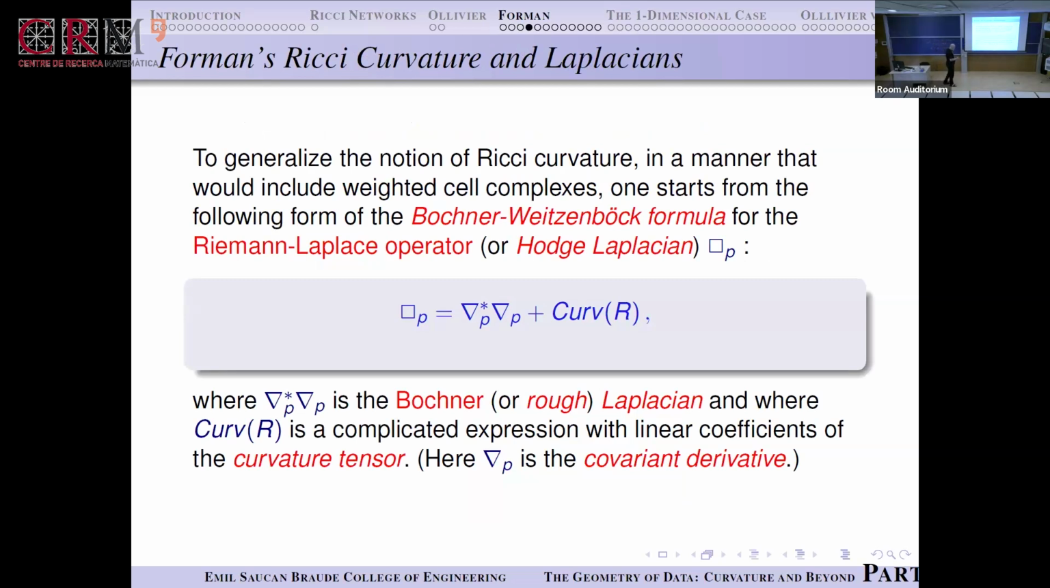So it's based on the so-called Bochner-Weitzenböck formula, which connects the Bochner or rough Laplacian with the Riemann Laplacian. And the thing would be like this. So you have the classical Laplacian. This is a Laplace operator. And everybody knows how it looks in Euclidean space, in the plane.